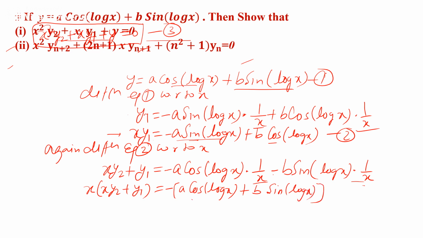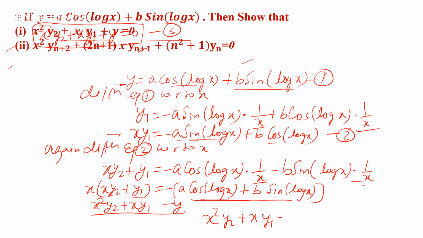So here you see this becomes what? This is y. From equation 1 we can write this as minus y, and on simplification, taking minus y to the left hand side, we write x^2 y2 plus x y1 plus y is equal to 0. Now this is the first proof.